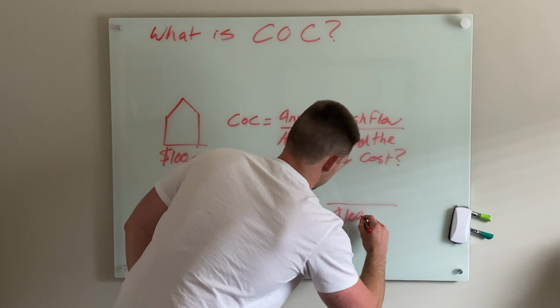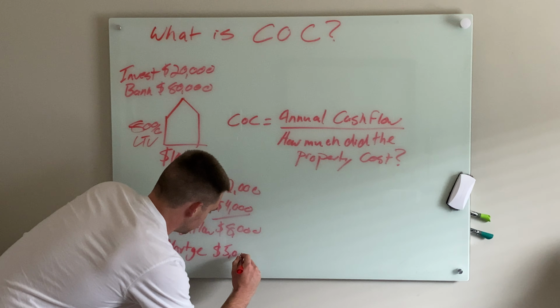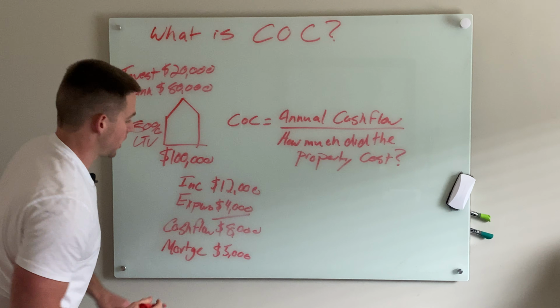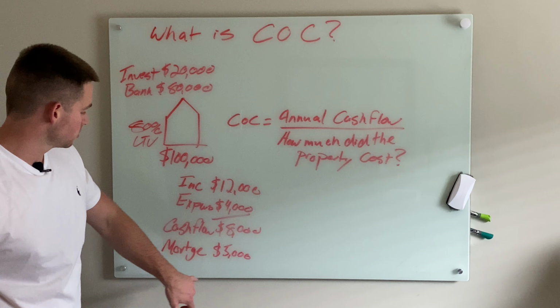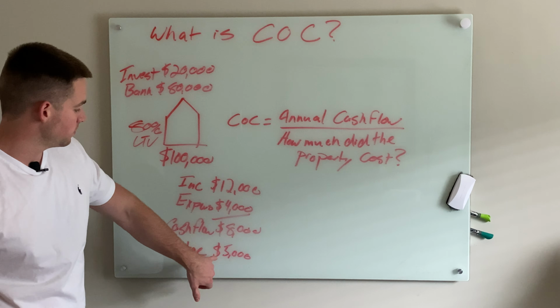Okay, now let's just say generically, and I haven't done the numbers, but let's just say the mortgage on this property is going to be $5,000 a year. Okay, so now our cash flow before we had debt was $8,000, but now we're going to pay $5,000 back to the bank, and now our new cash flow with leverage is going to be $3,000 a year. Okay, so same exact property, but we're structuring it a little bit differently.